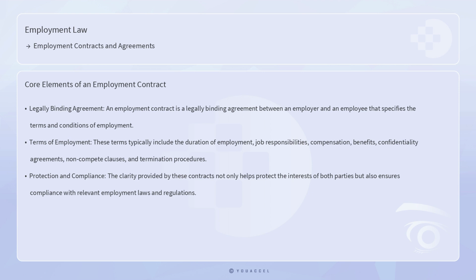At its core, an employment contract is a legally binding agreement between an employer and an employee that specifies the terms and conditions of employment. These terms typically include the duration of employment, job responsibilities, compensation, benefits, confidentiality agreements, non-compete clauses, and termination procedures. The clarity provided by these contracts not only helps protect the interests of both parties, but also ensures compliance with relevant employment laws and regulations.